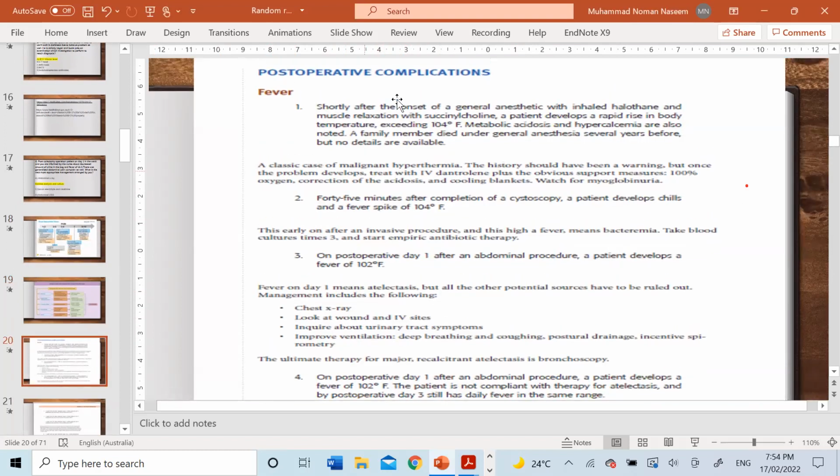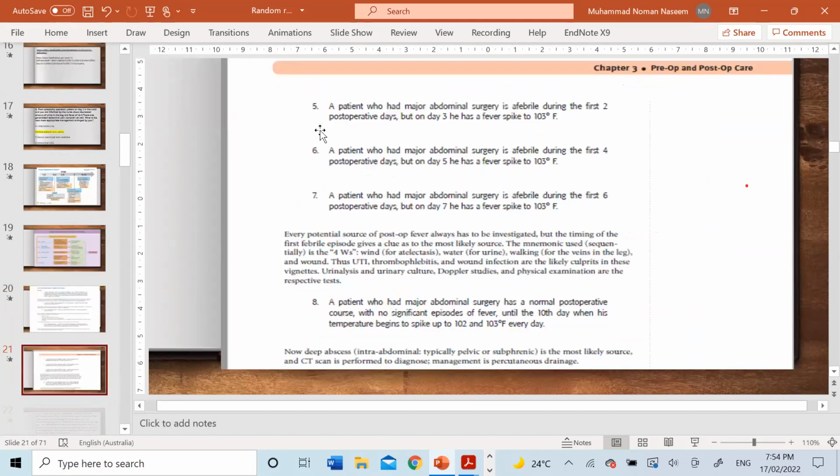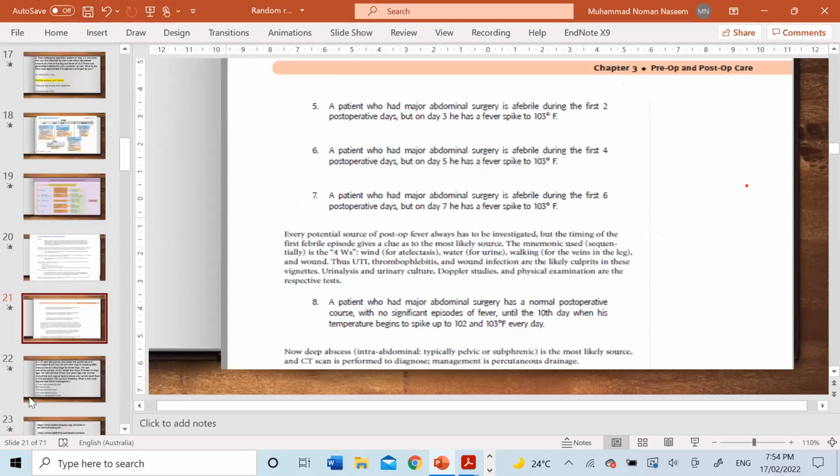Now I have taken this clip from your Kaplan surgery. So it has the postoperative complications fever. It has all the causes written over here and the investigations you do in a patient. So give a read from here as well. All right.